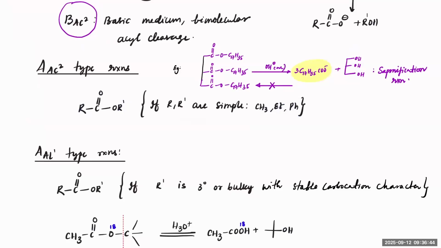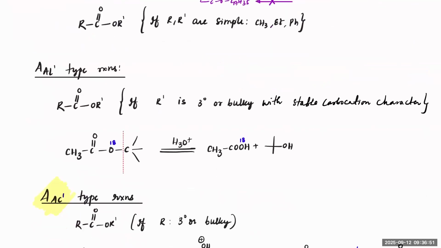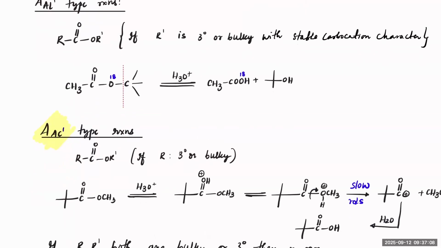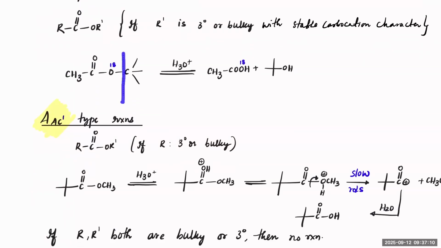Okay. If they are simple groups, the mechanism type will be AAC2. If R dash is bulkier and it is a stable carbocation which you are able to generate, like this is a 3-degree carbon, then the bond breaking will happen on this side. Mechanism will be AAL1. So therefore, you have to break it here. You will get this acid plus alcohol.